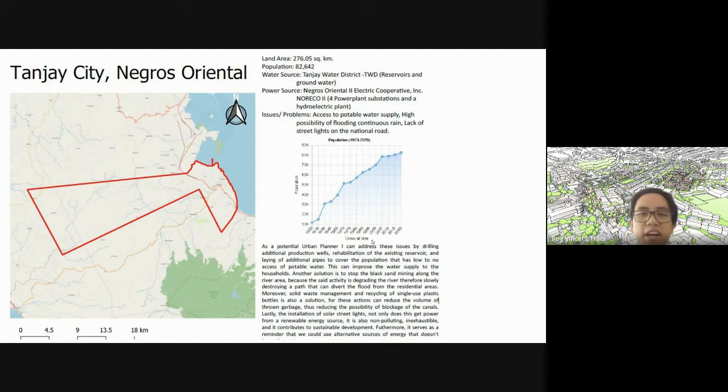It's over here, up here. There. I was looking at the graph. 82,000 people in a land area of 276 square kilometers. Water supply is here, power sources here.